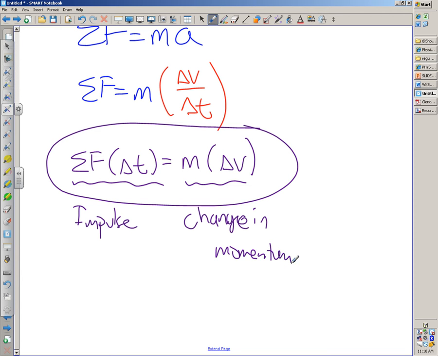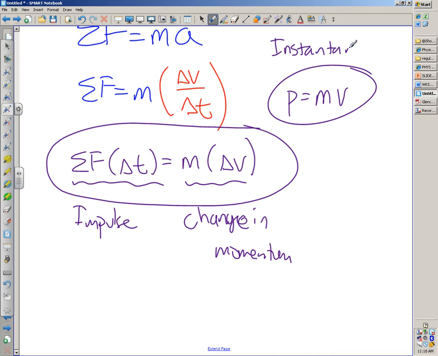Because earlier in the period, we defined momentum as mass times velocity. That would be the object's instantaneous momentum. So instantaneous momentum, P, is equal to m times v, mass times velocity. But if we want to change the momentum of the object, now we have to apply an impulse, which leads us to the force times time. That causes the change in momentum. Right. Good there?